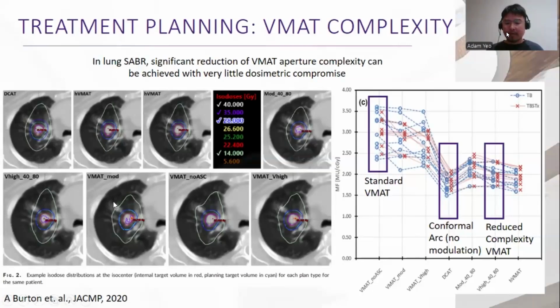So the conformal arc or even the reduced complexity, MU suppressed VMAT approach we call robust VMAT has nearly the same plan complexity and modulation as the conformal arc. It can achieve a decent plan without compromising too much.